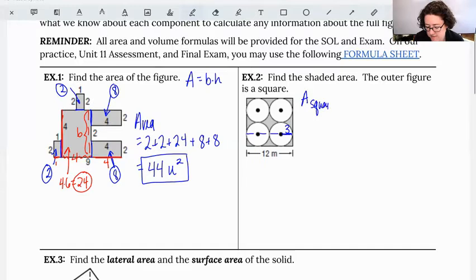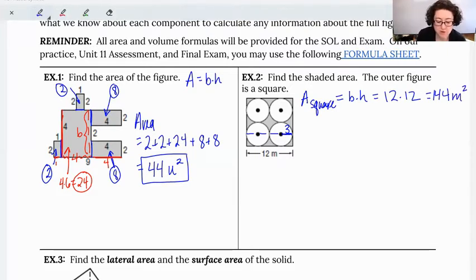So looking at the area of our square, well, that's the same thing as a rectangle. So I know my area is going to be base times height, but I know my base and my height are exactly the same values. They're both 12 meters. I multiply that together and I get 144. Because they are both meters and we're looking for an area, our units would be meters squared.